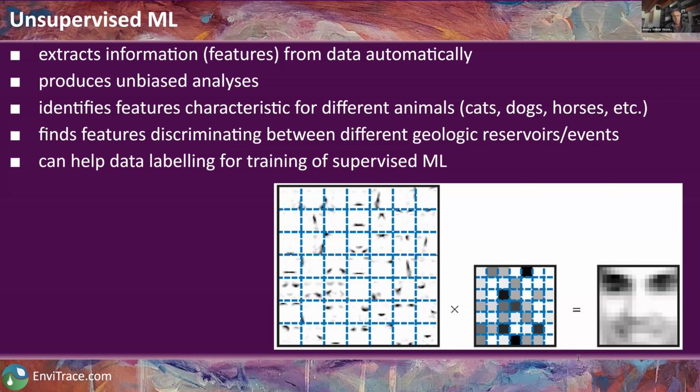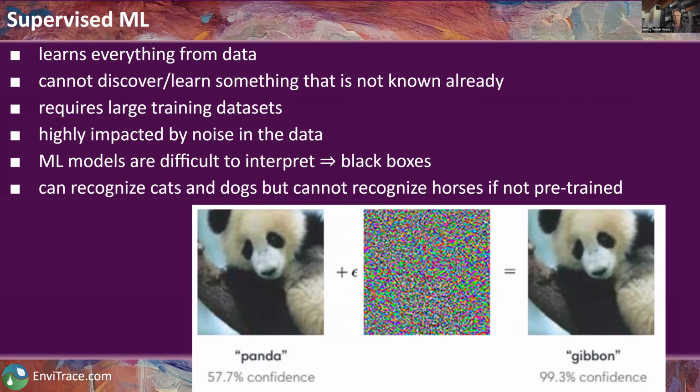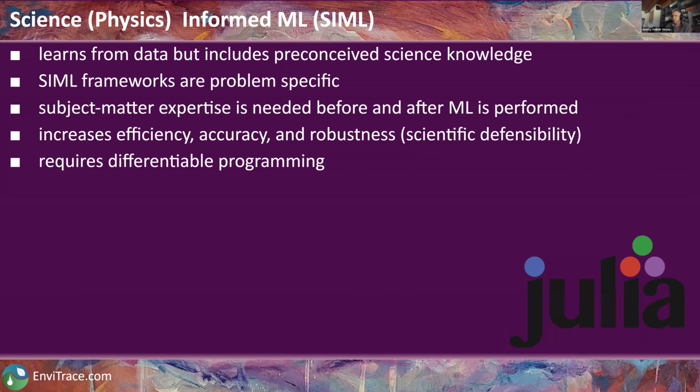But this is one critical distinguishing point between self-supervised or unsupervised machine learning methods, which I'm describing here, and supervised methods, which I showed on the previous slide. And the third group of methods that we'll talk about a little bit is science or physics for machine learning methods, where we're adding knowledge based on the problem that we're solving. We're adding subject matter expertise in the machine learning process.